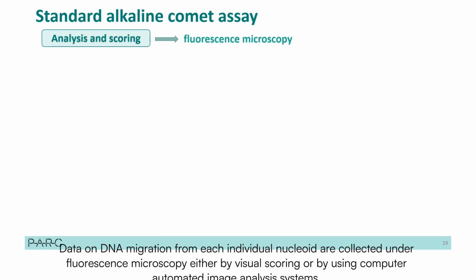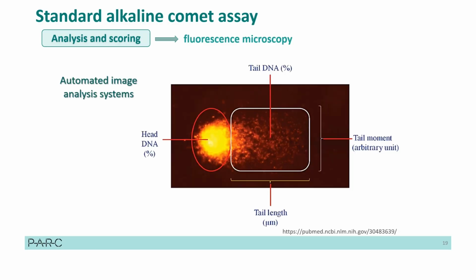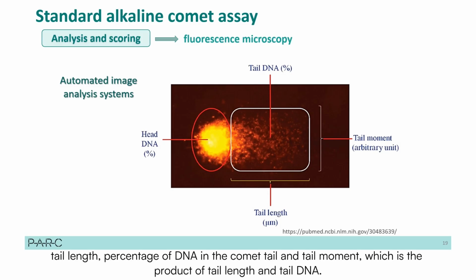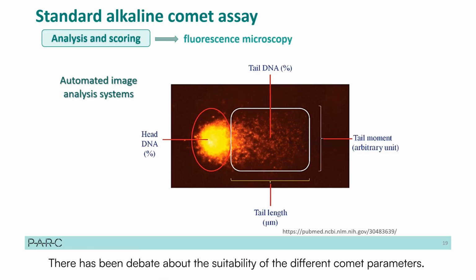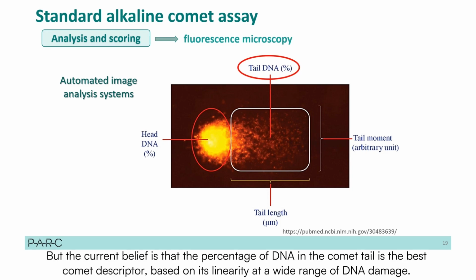Data on DNA migration from each individual nucleoid are collected under fluorescence microscopy, either by visual scoring or by using computer-automated image analysis systems. The COMET descriptors used by image analysis systems are tail length, percentage of DNA in the COMET tail, and tail moment, which is the product of tail length and tail DNA. There has been debate about the suitability of the different COMET parameters, but the current belief is that the percentage of DNA in the COMET tail is the best COMET descriptor, based on its linearity at a wide range of DNA damage.